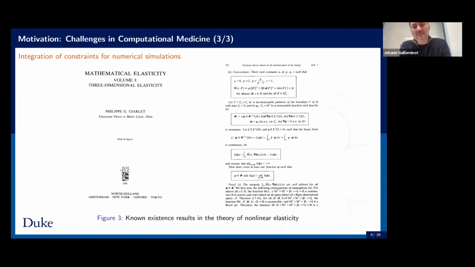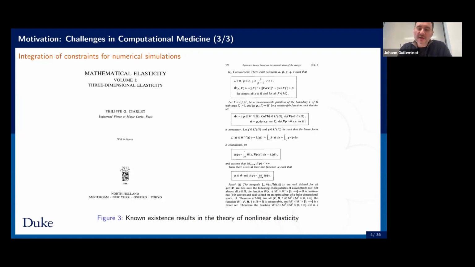And the last thing I would like to talk about is when it comes to running computations, at the end of the day, we want to make sure that the computer is going to return a meaningful prediction, right? So if you want to do that, you need to account for constraints arising from the mathematical analysis of the equations you are trying to solve. I'm not going to discuss this extensively, but for those of you who are familiar with the mechanics of soft tissues, that's probably a book that you had on your desk at some point.